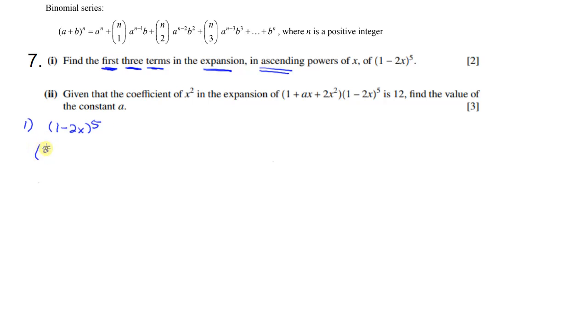What I'm going to do is go ahead and set up my combinations. I'm going to do 5 choose 0, 5 choose 1, and then 5 choose 2. Those are the first three terms. And then I'm going to put the a term and the b term in parentheses with a little space between them, so I can put the exponents in.